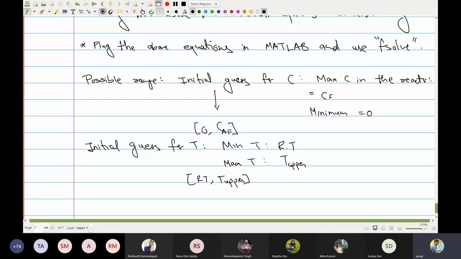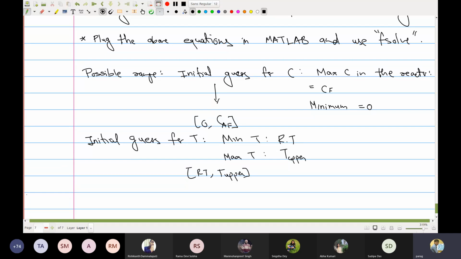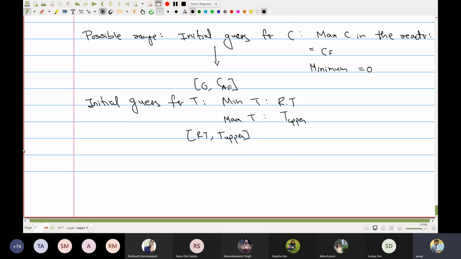Okay, and then ideally when you solve this, solve for multiple initial guesses. For this particular system, since I have not provided you with the heat transfer coefficient, volume of the reactor, rate constants and so on, I am telling you that for this particular case, you will get 3 solutions.